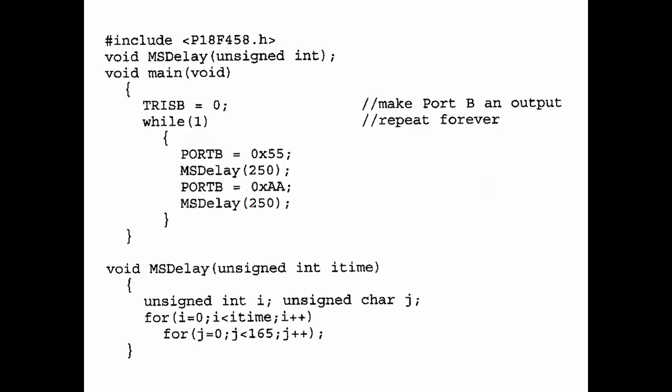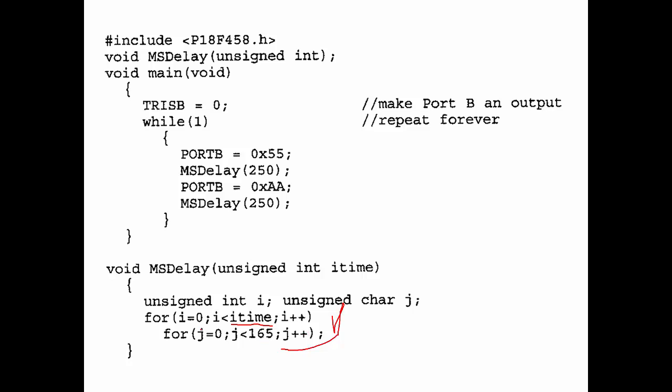So let us look into the program. Here, this is the for loop which will produce the delay. For i equal to 0 and i less than itime, this is the delay we need to produce, and i plus plus. Inside, again one more for loop is required: j equal to 0, j less than 165 and j plus plus.